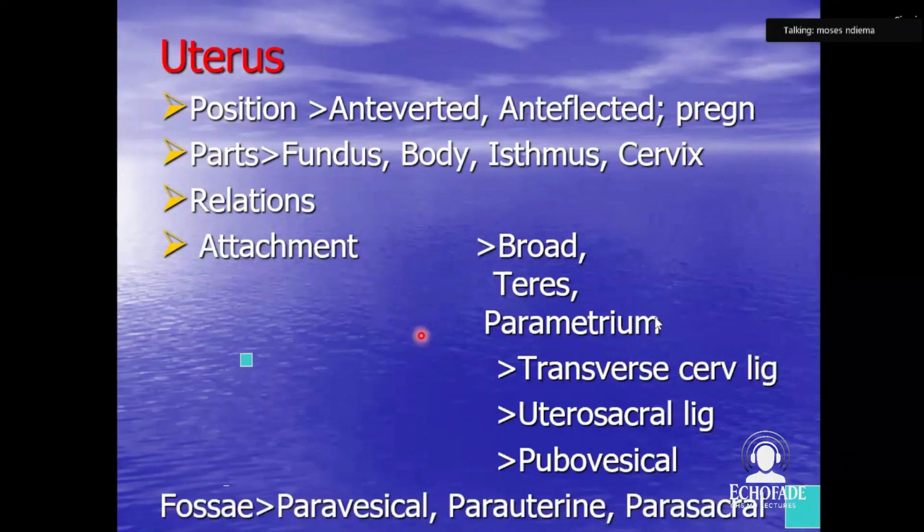And these ligaments have spaces between them. We have the paravesicular fossa, depression, parauterine fossa on either side of the uterus, and parasacral fossa. These ones are spaces in which you normally have peritoneal fluid, and this peritoneal fluid can accumulate.